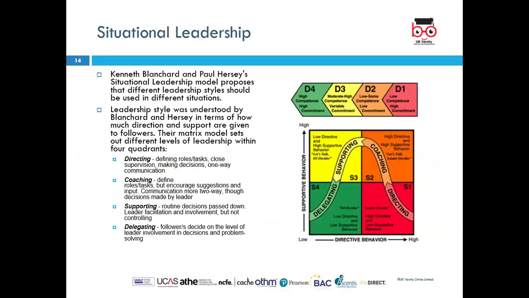There's this method of leadership, situational leadership. We've talked a bit about how situations change and how your leadership tends to change also.